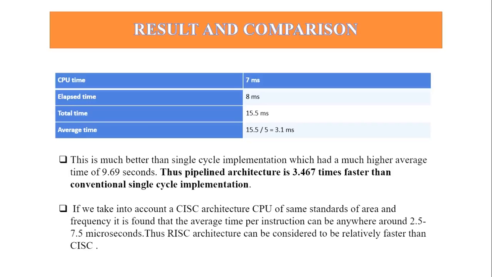After executing and running all the stages, the CPU time is 7 milliseconds and the elapsed time is 8 milliseconds. In total it took 15.5 milliseconds, and the average time is 3.1 milliseconds, whereas in a single cycle implementation the average time is 9.69 seconds, but here we get 3.1 milliseconds only. Thus pipeline architecture is nearly 3.467 times faster than the conventional single cycle implementation.